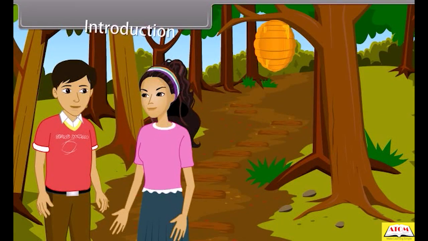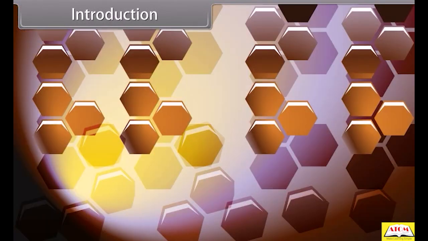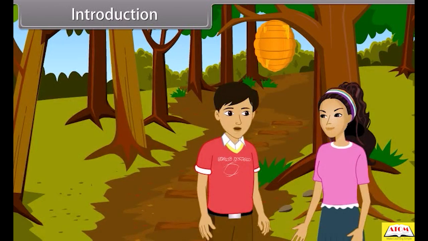Introduction. See those holes on the honeycomb? Yeah, how beautifully the bees make the honeycomb. Have you noticed the holes in that? They're in a pattern. Hey, yes, they form a pattern. In nature we can find so many things with patterns.